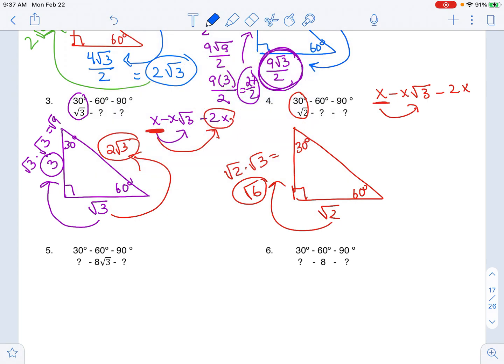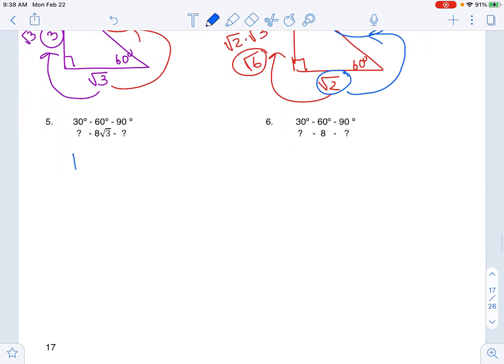Next, I want to go to the 2x. Always start with the x piece. So in order to go from here to here, notice we're making it bigger, so we're going to multiply this by 2. And the 2 is just on the outside, nothing else we can do, so that's it.